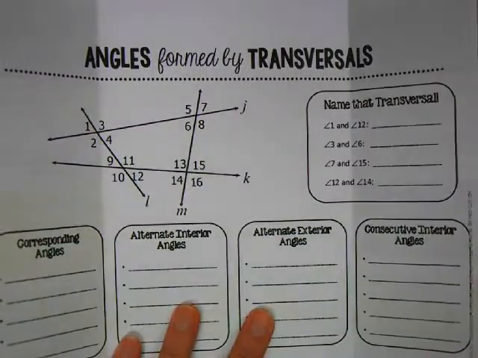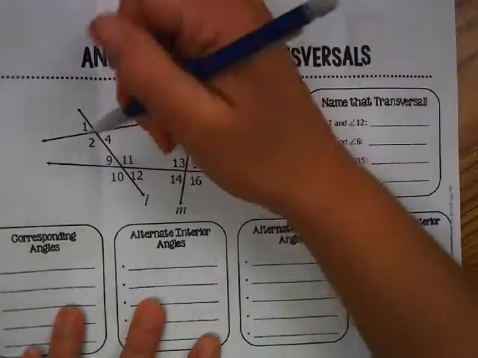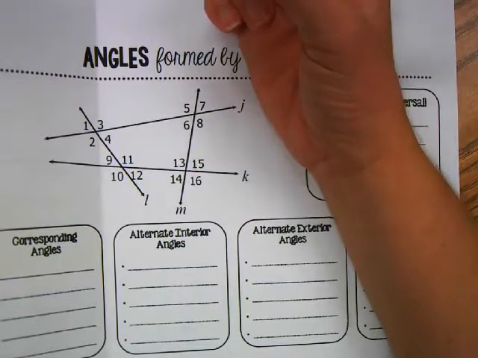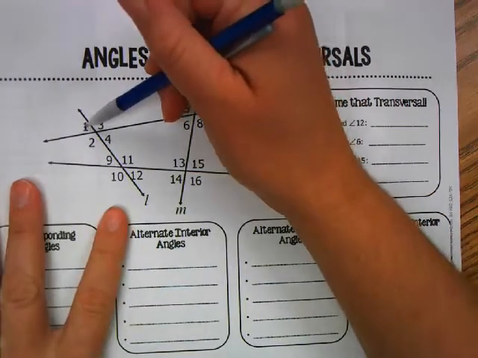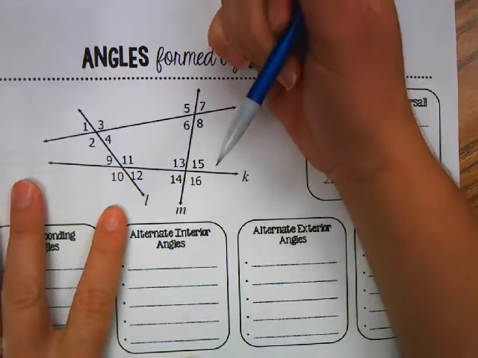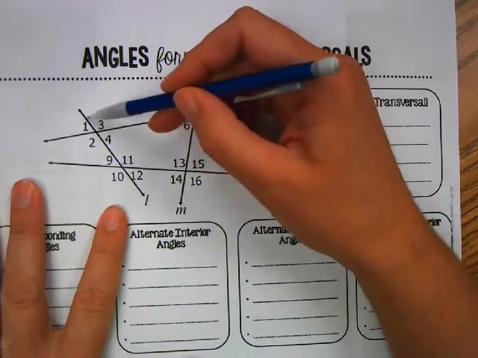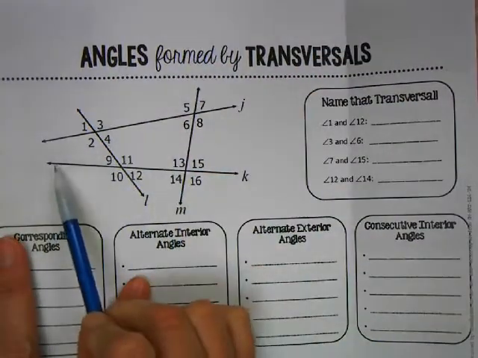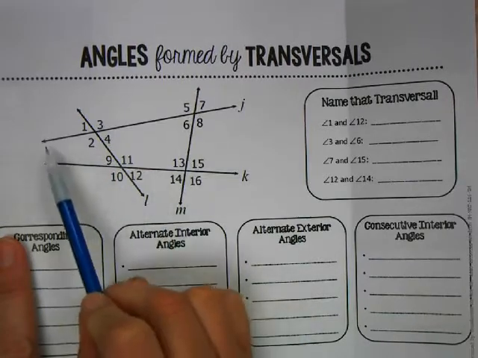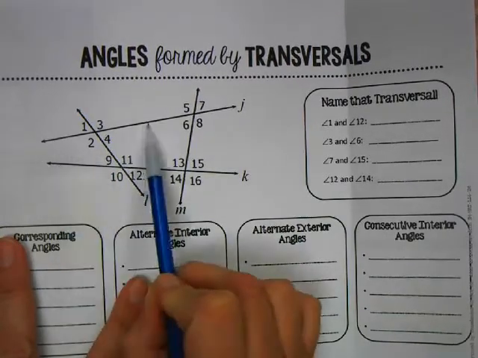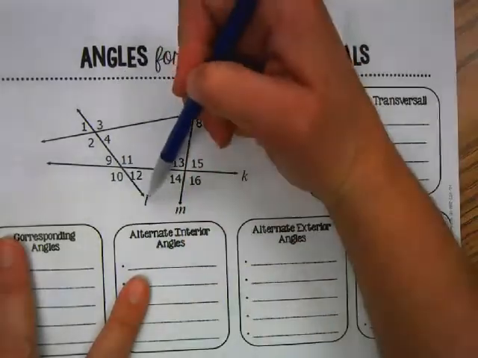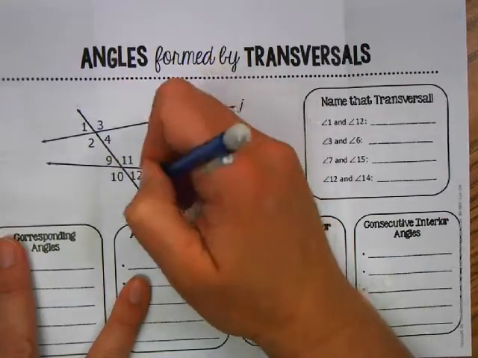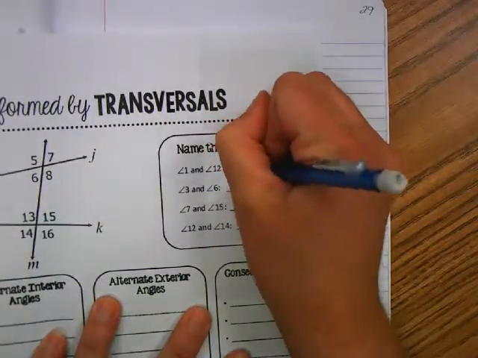So you're going to start by naming the transversal. If you look at angles 1 and 12, you want to name the transversal that is used to form angles 1 and 12. In this case, the transversal is line L, because line L is intersecting 2 coplanar lines, J and K. So J and K would be the 2 coplanar lines, and L would be your transversal, and that's how you would get angles 1 and 12 formed. So you would put line L.